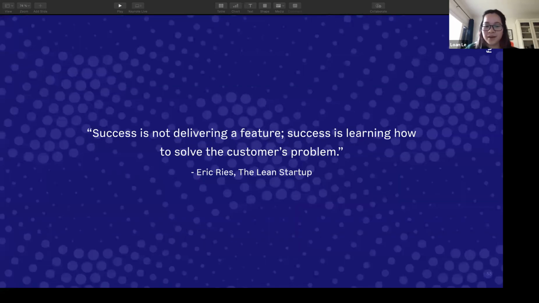So I would like to end with this quote that I really like. And we say it a lot within Futurists: success is not measured by delivering features, but by the progress of your solution and how it has evolved in solving your customer problem.